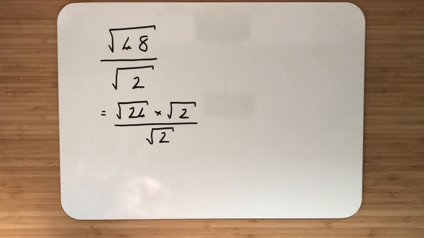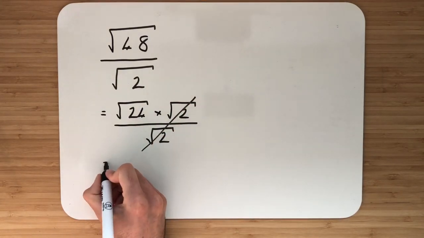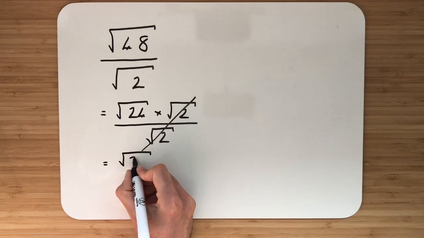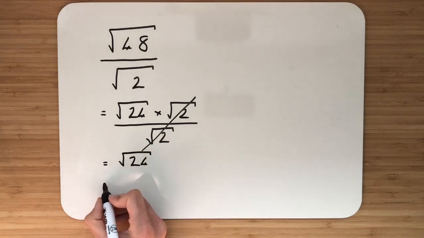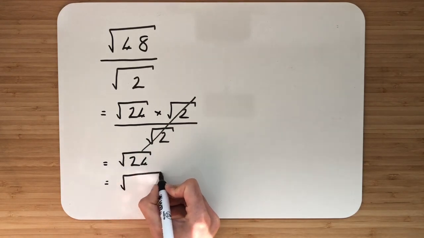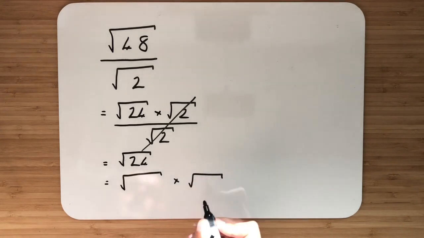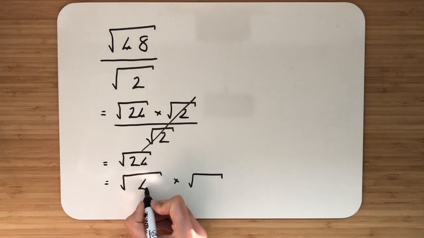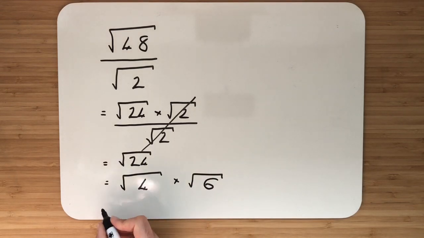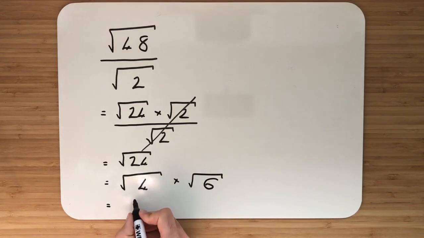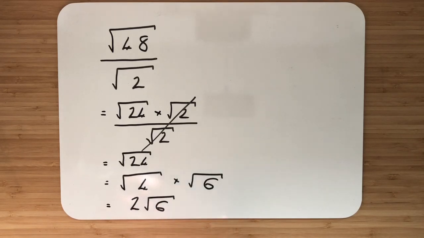Now why have I chosen to do that? Well, it allows me to cancel my root 2's away. So I am now just left with root 24. Now we need to think, are there two numbers that multiply together to give me 24, one being square? So let's set out our roots. Well, we could say here, root 4 multiplied by root 6. Square root of 4 is 2, so the final answer is 2 root 6.